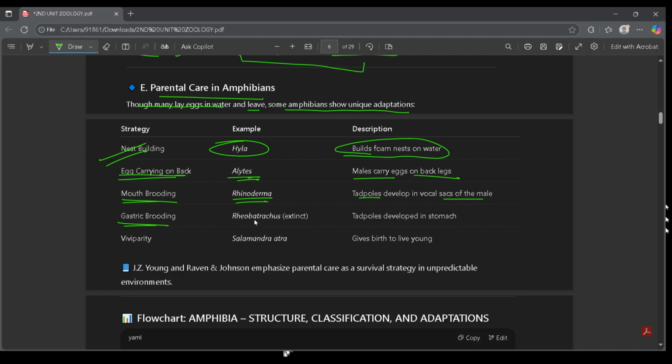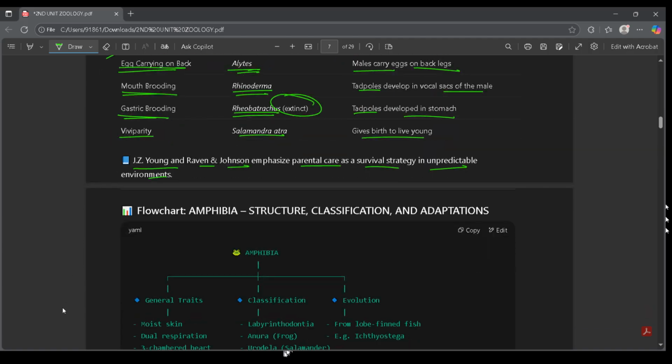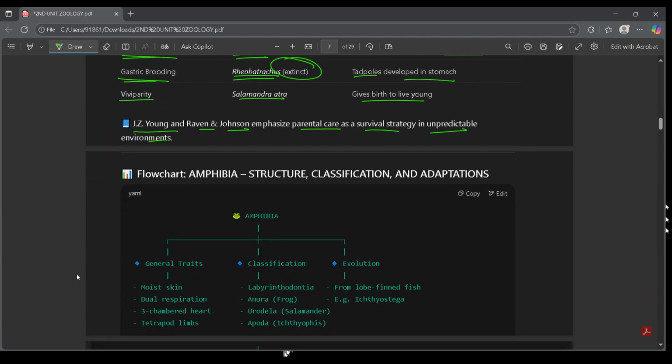Gastric brooding, Rheobatrachus, I think that's how it's spelled. If I'm spelling it incorrectly, I apologize for that. They are extinct species here, and tadpoles develop in the stomach. Viviparity, Salamandra atra gives birth to live young. And we are done with parental care in amphibians. So, J.Z. Young and Raven and Johnson emphasize parental care as a survival strategy in unpredictable environments. Now, in the next part, we'll discuss the flowchart of amphibian structure, classification, and adaptation.